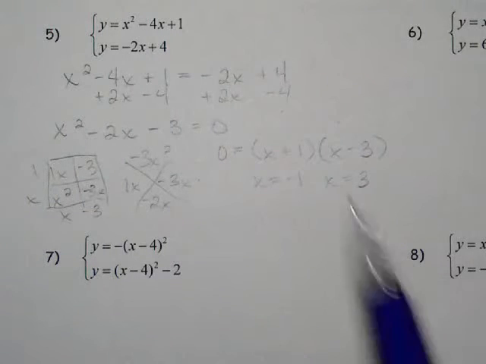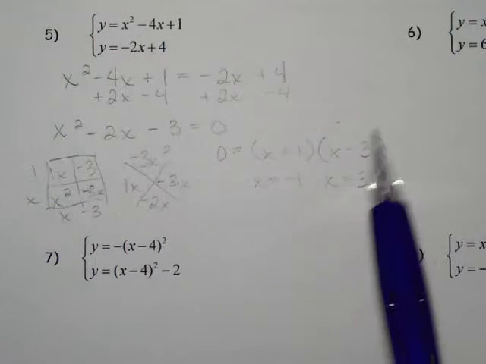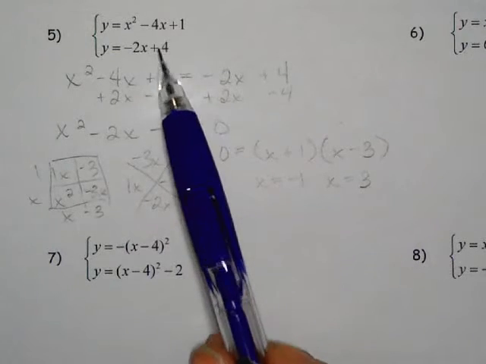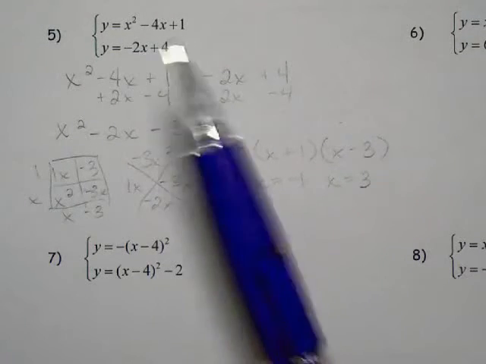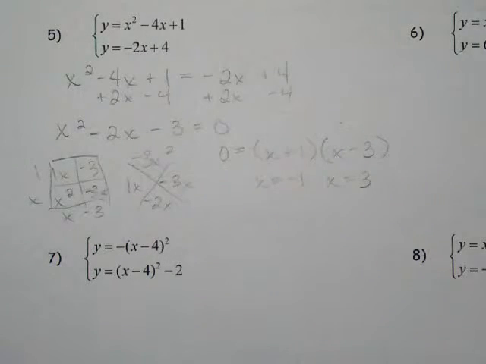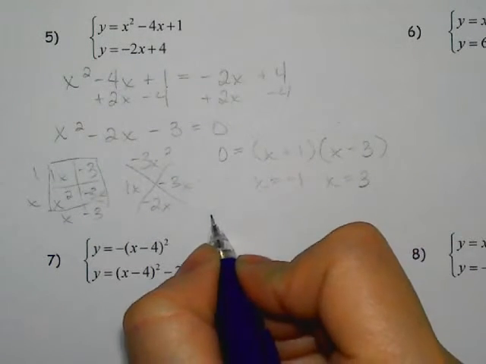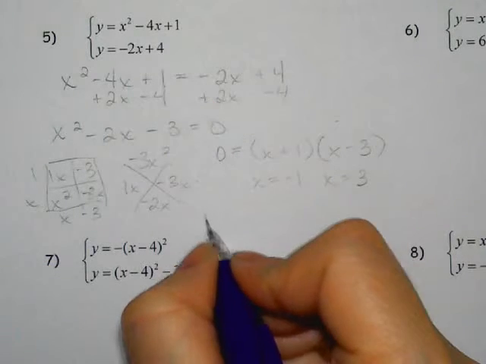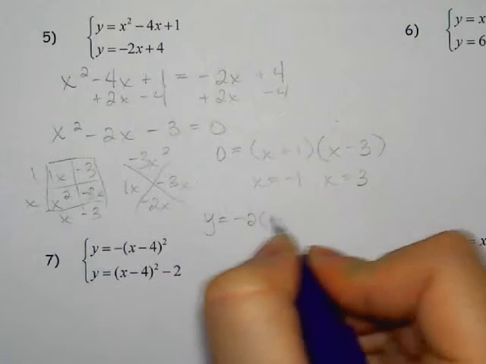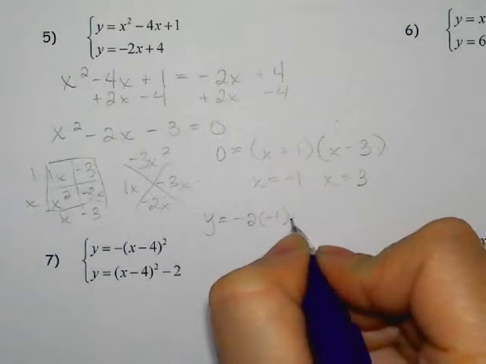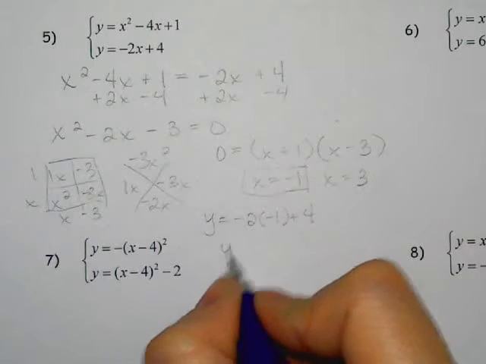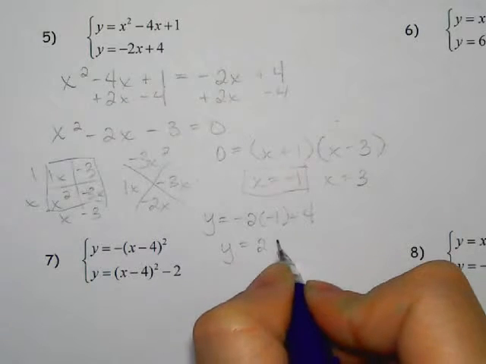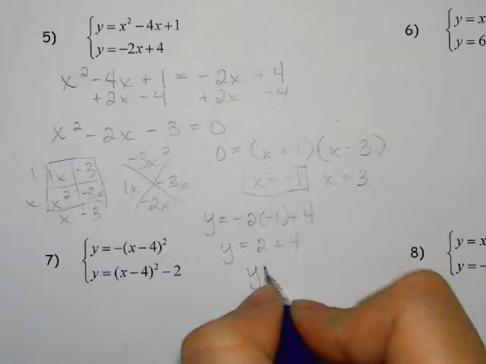So I take my x values, and I'm going to do this separately, and I'm going to plug them into the line because I think that's a little bit easier too. It doesn't matter which equation you plug them into. So for the first one, y equals negative 2 times negative 1 plus 4. So I'm using this x for that. So y equals 2 plus 4, so y equals 6.